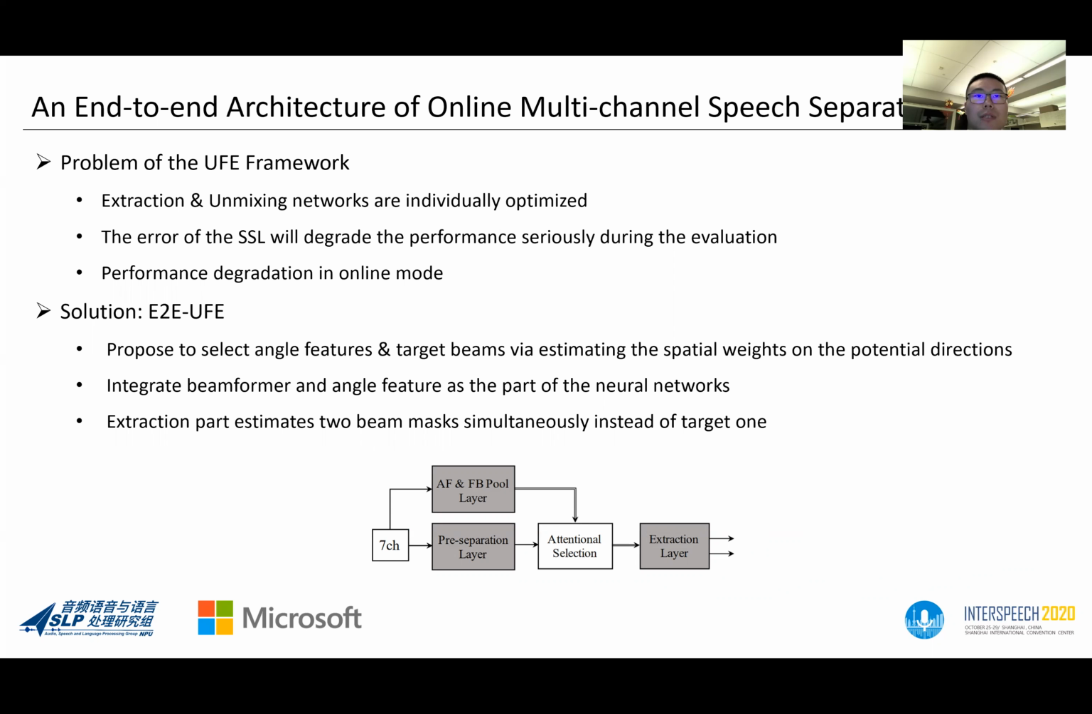The main idea of the E2E UFE is to select the angle feature and target beams through estimating the spatial weights on all the potential directions instead of using the SSL algorithm. To achieve this, we also integrate the beamformer and angle feature as part of the neural network, and make the whole network output two beam masks simultaneously.